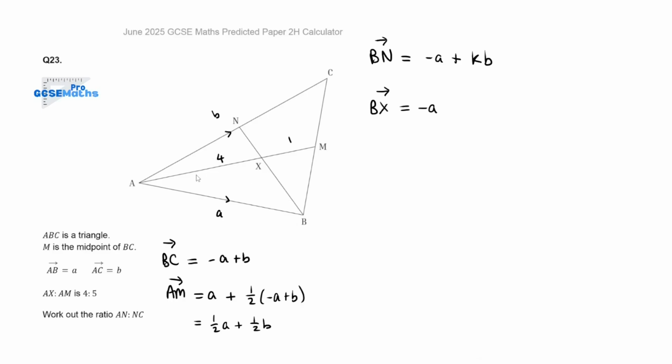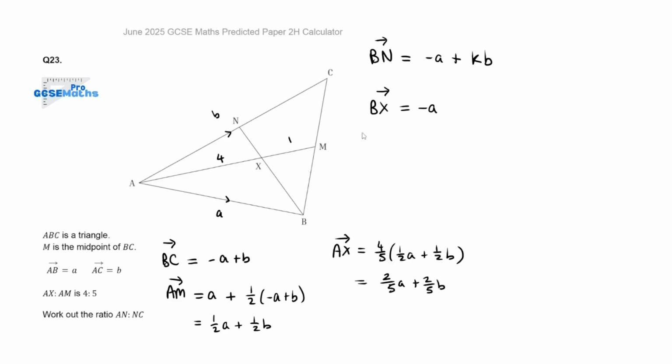Now, I wanted originally A to X, didn't I? So I need to apply this ratio, as I've said, 4 to 1. So you need to be able to convert ratios into fractions. I just want the side with the 4. So that's like 4/5, isn't it? 4/5 of the line. So A to X is 4/5 of a half a plus a half b. Again, I'm going to expand all of that out. So that's 2/5 a plus 2/5 b.